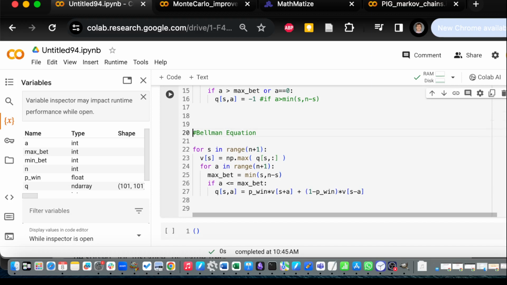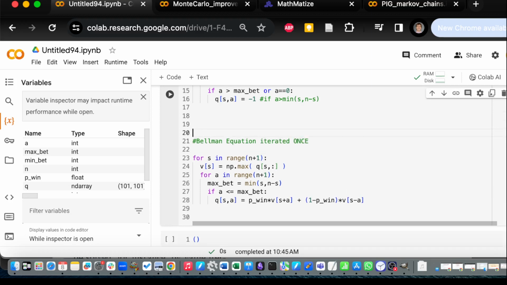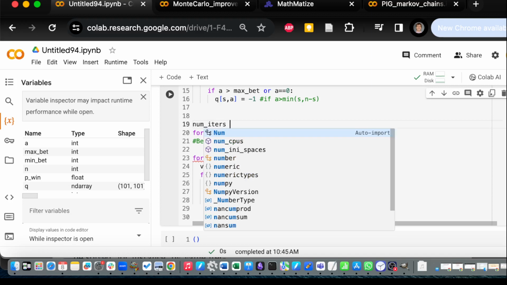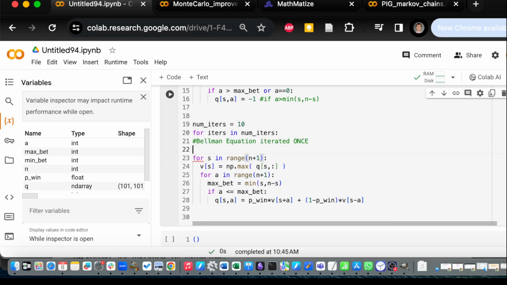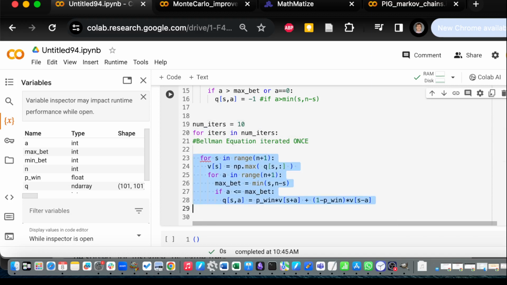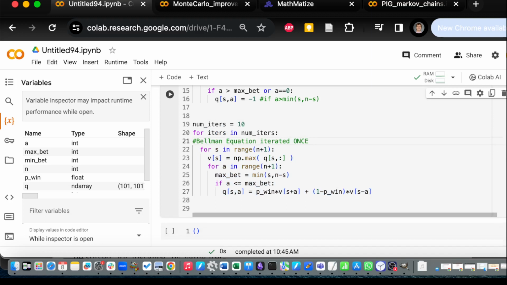So this is iterated once, and to fix it, I'm going to do for iters in num iters. You could also do that thing with the delta and keep track of how much v is changing. If v barely changes from one iteration to the next, then you know it's a good time to stop. But let's start with 10 iterations, and just do that over and over again. And you see that as you go, the v's and the q's will update.